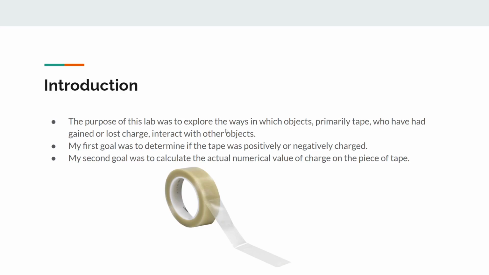So the purpose of this lab was to explore the ways in which objects that have gained or lost charge interact with other objects. In this experiment we primarily use tape. Our first goal was to determine if the tape we used was positively or negatively charged. The second goal was to calculate the actual numerical value of charge on the piece of tape.